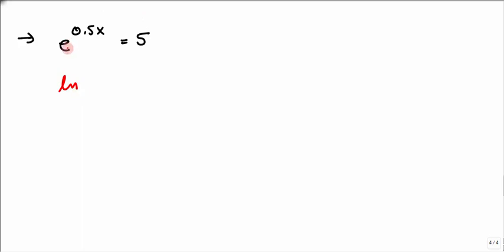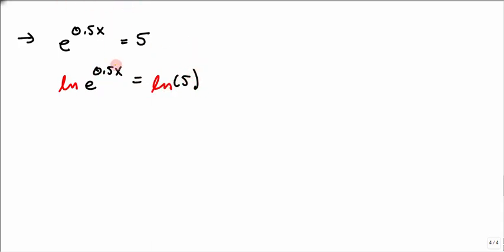I want to take ln because my base is e. Now if my base was 10, I'd want to take the log. So this is ln of e to the 0.5x equals the ln of 5. And again, whatever you do to one side, you do to the other.